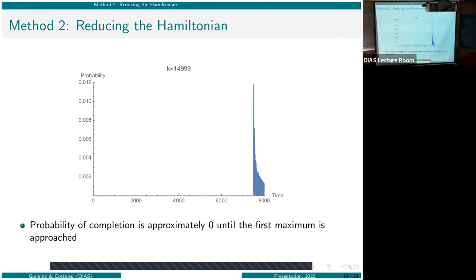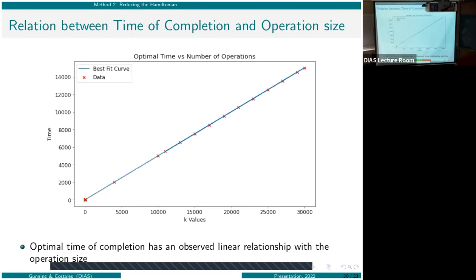No. As you said, as k increases, the probability will always decrease, as our graph shows. And the other one is the linear dependence. So here you're plotting where you find that max probability, at what t was that? What's the slope there?